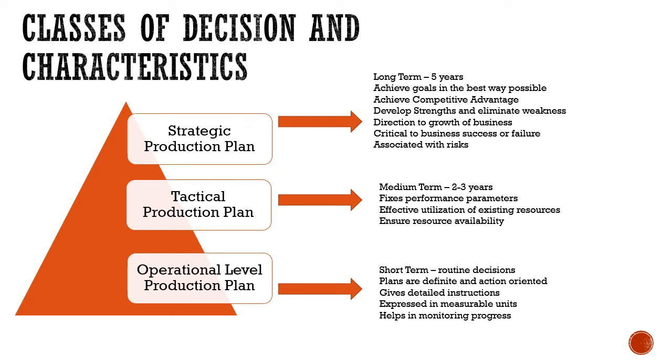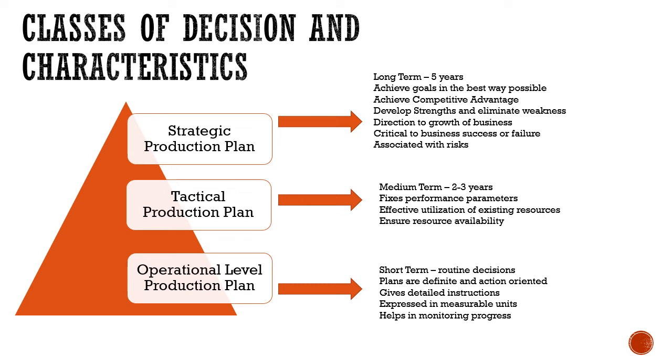It's actually the direction for the business to grow. This is the way the business is expected to grow. The strategic plan is very critical to the success or failure of a business. Like we saw in a few previous examples, Kodak did not have a proper strategic plan, which is why their business failed.